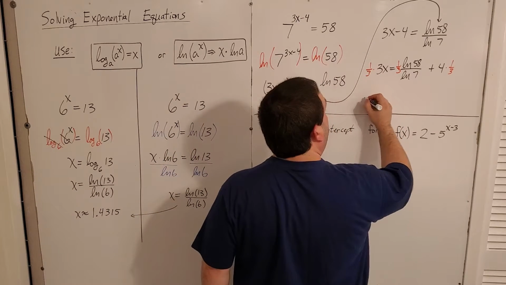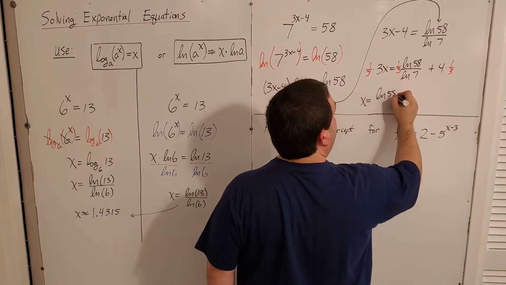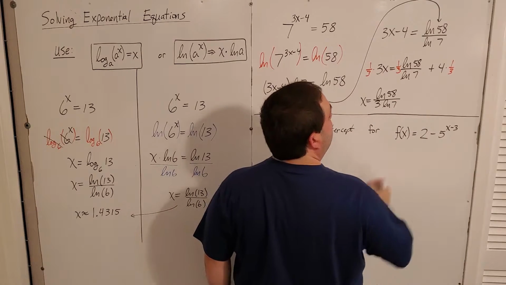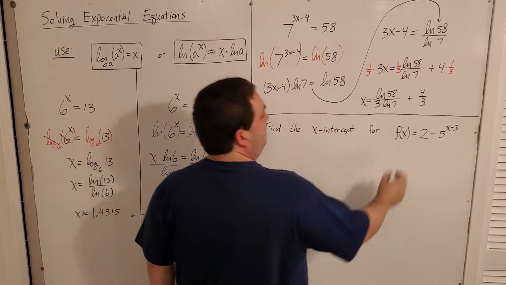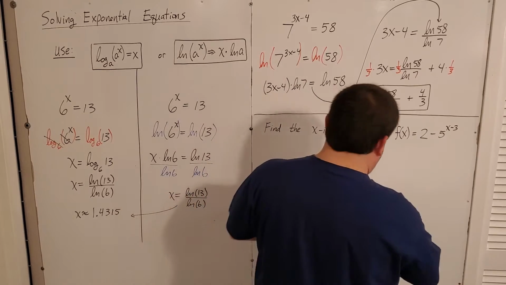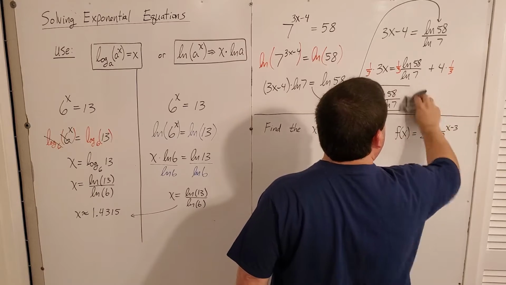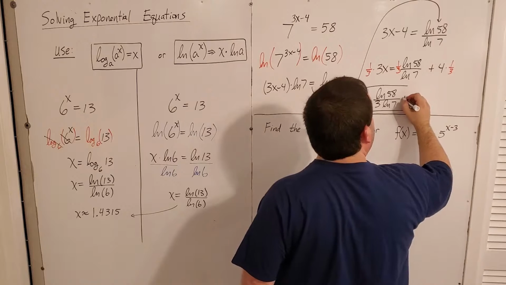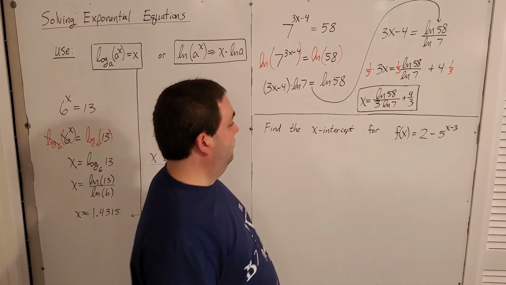Okay, so what I have is that x is equal to the ln of 58 over 3 ln of 7 plus 4 over 3. Right? And again, depending on your situation, that is a completely acceptable way to leave the answer. Or if you happen to need the decimal, of course you can plug this into your calculator.